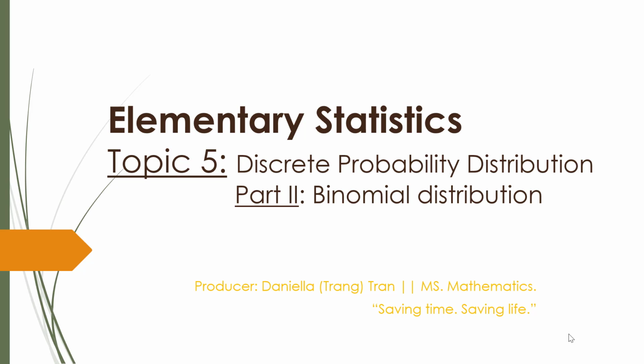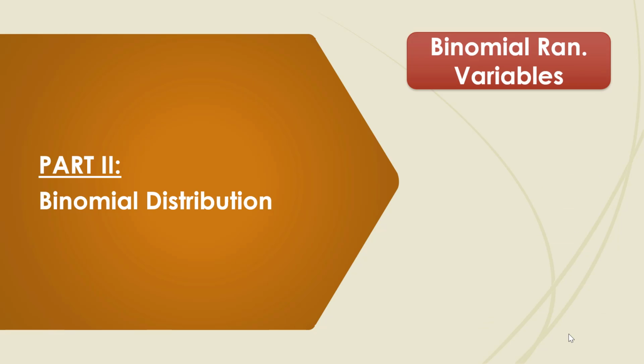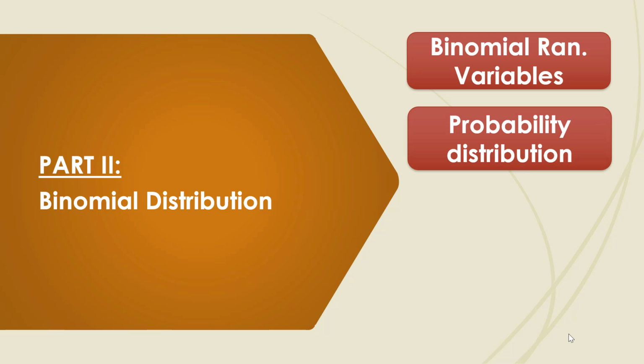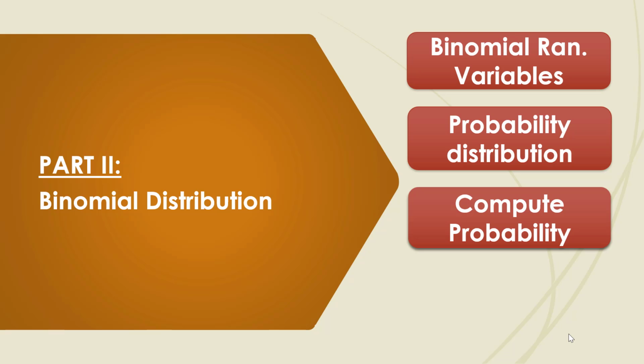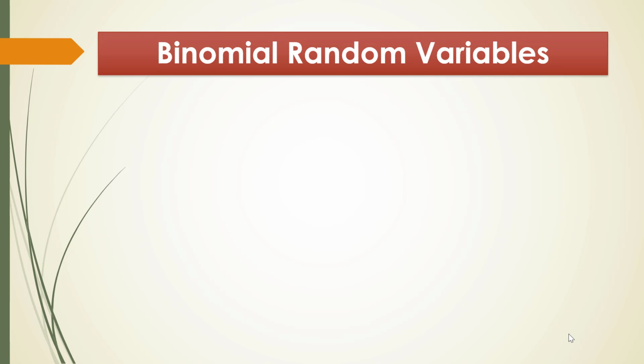Daniel's here and today I'm going to talk about discrete probability distribution part 2, binomial distribution. In this lesson, I'm going to first introduce the binomial random variables. Then I'm going to show you how to define the probability distribution, and how to compute probability relating to binomial random variables. And the last thing of today is how to define the mean and the variance of a binomial random variable. So let's get started off with the binomial random variables.